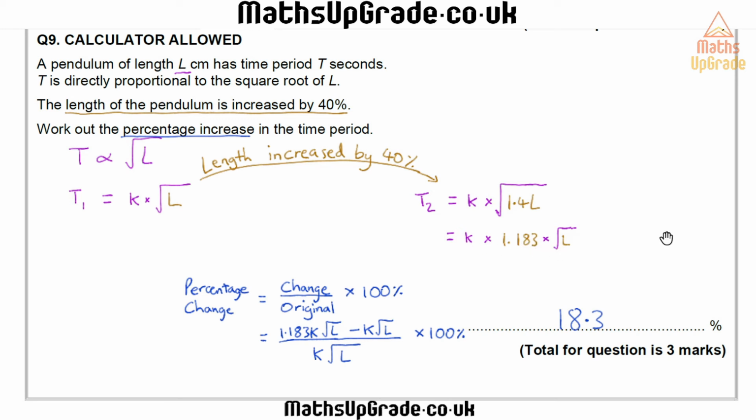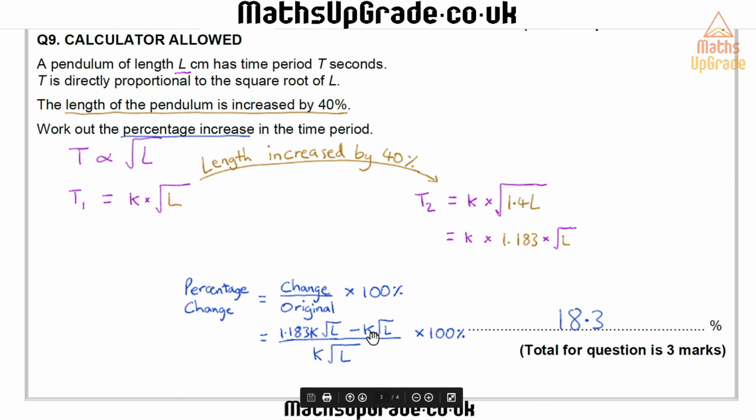Since the percentage change is given by that formula there, the actual change divided by the original amount times 100%, when I substitute in, the change is given by the difference in these two time periods. Here's the final time period, 1.183 k root L. Here's the initial time period, k root L. The original is also given here as the denominator of that fraction.